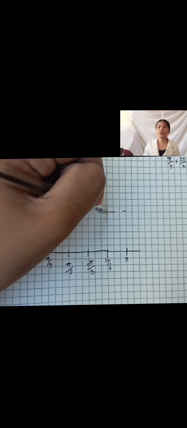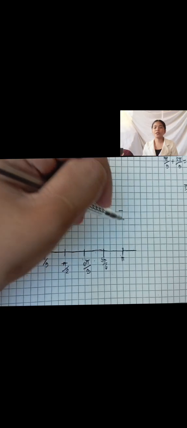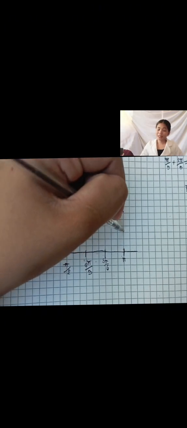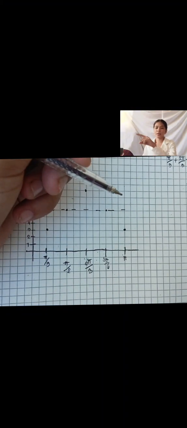Then the next point is at 6, at 5 pi over 6 vertically. And lastly, the last point is aligned at pi and at 3. After this we trace and draw the graph. Next we will draw the asymptotes. The asymptotes are placed at pi over 2 and at 5 pi over 6.